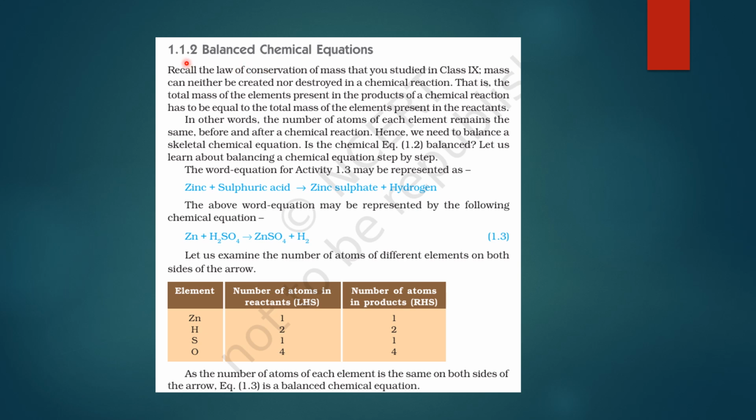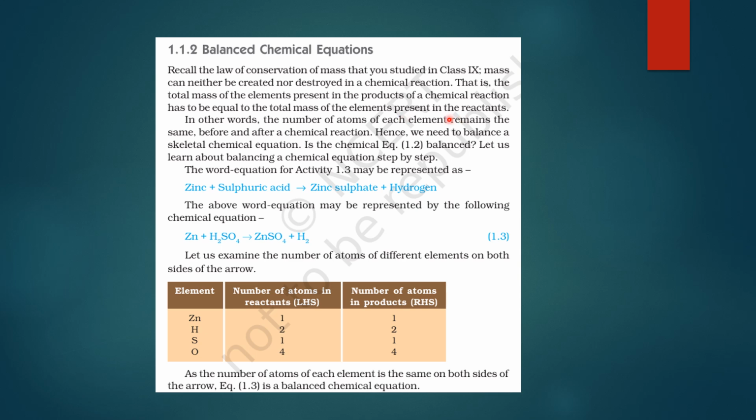Now we are going to understand the balanced chemical equations. So let's recall the law of conservation of mass that you might have studied in class 9. We studied that mass can neither be created nor destroyed in a chemical reaction. That is, the total mass of the elements present in the products of a chemical reaction has to be equal to the total mass of the elements present in the reactants.